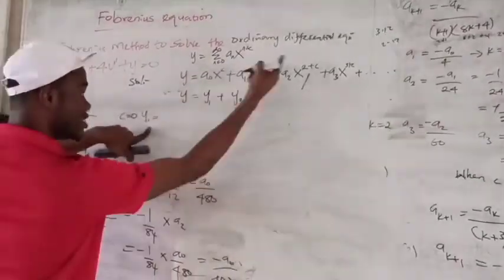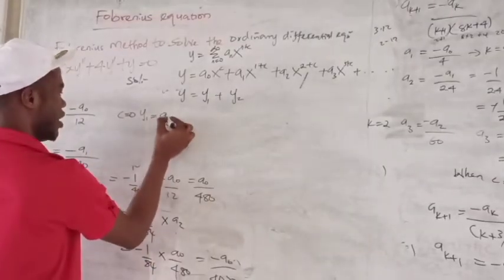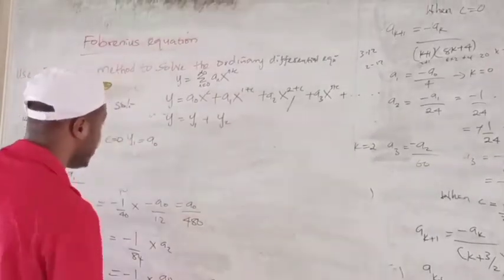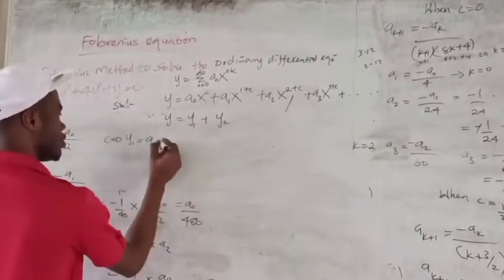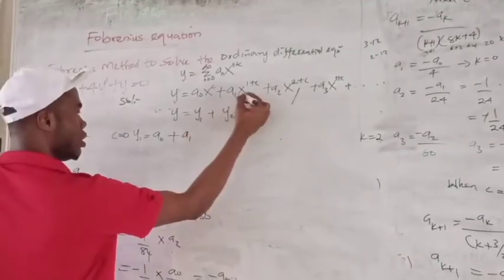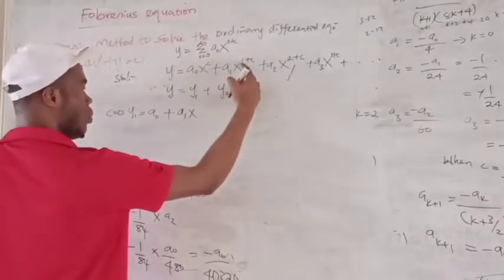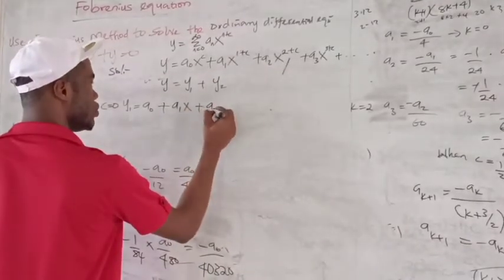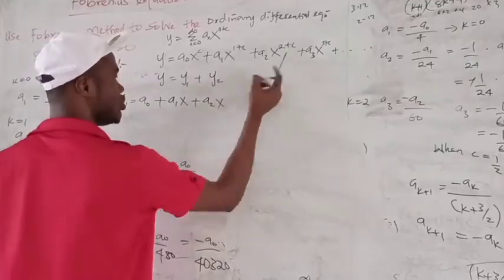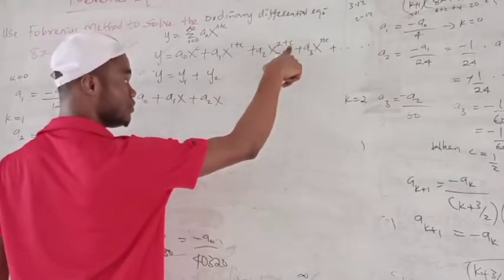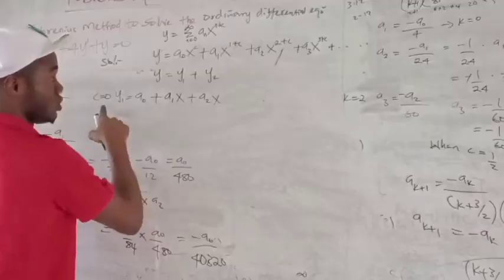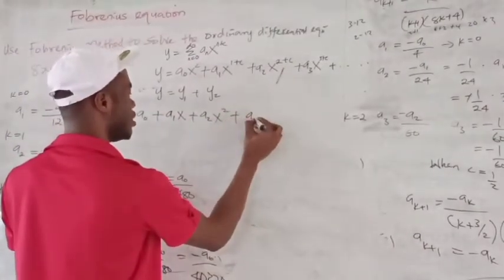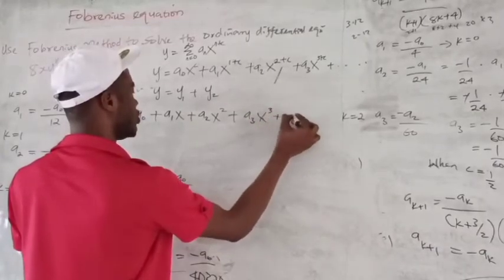So my y1 becomes, from here, when c is equal to 0, I have a0, and x raised to the power of 0 is 1. So that is a0 plus a1 x, now 1 plus 0 gives me 1, plus a2 x raised to the power of, here is 0, remember, I'm doing for when c is equal to 0, so I have x squared. And of course, if you do it for the third one, you have a3 x cubed. It continues that way.